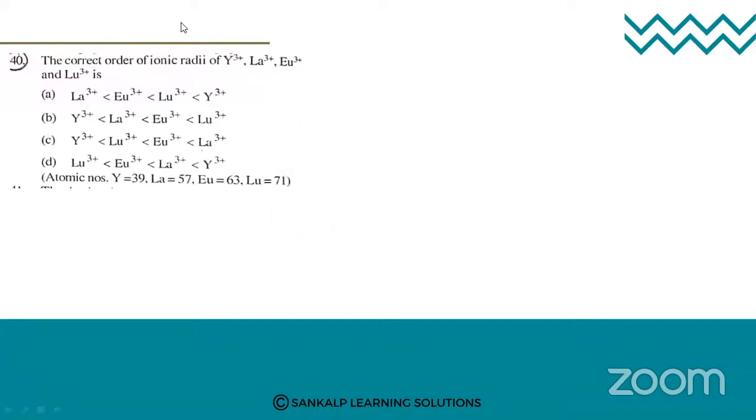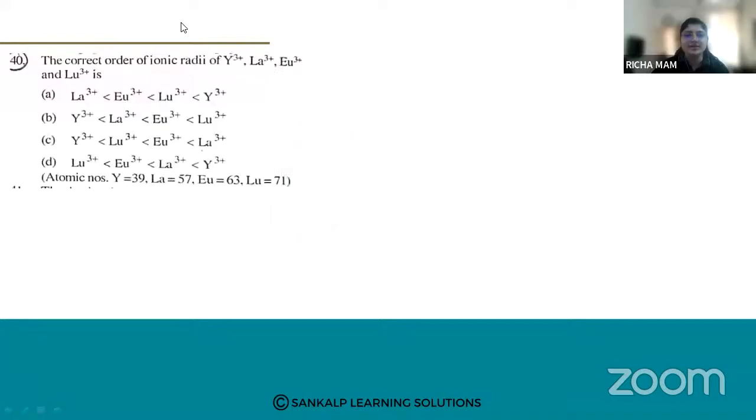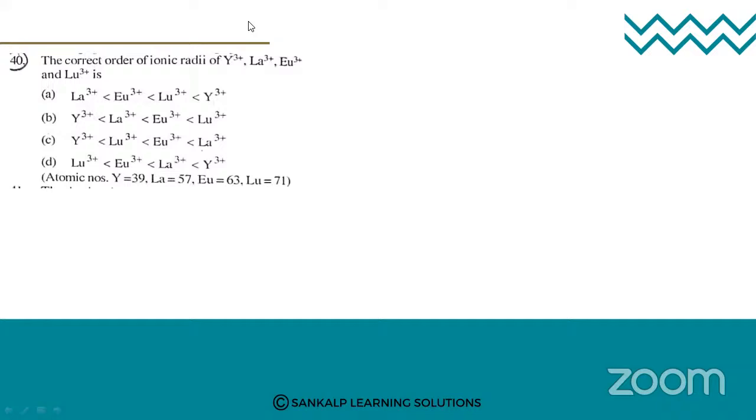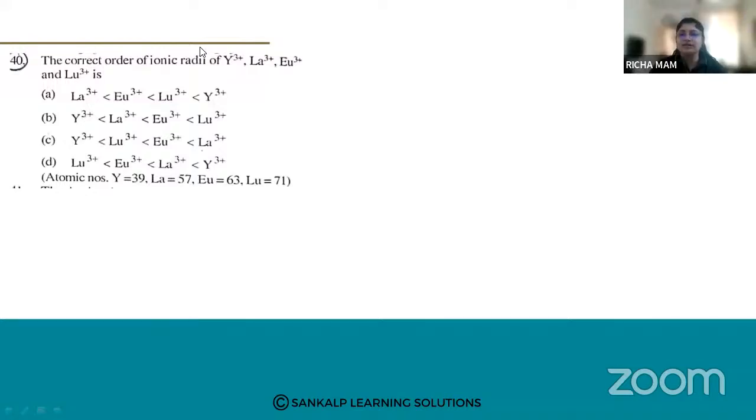What is the correct order of ionic radii of Y plus 3, La plus 3, Eu plus 3, and Lu plus 3? So what is the correct order of ionic radii of these ions? Aishu has answered it as C. Basavraj answered as D. Sita has answered it as C.